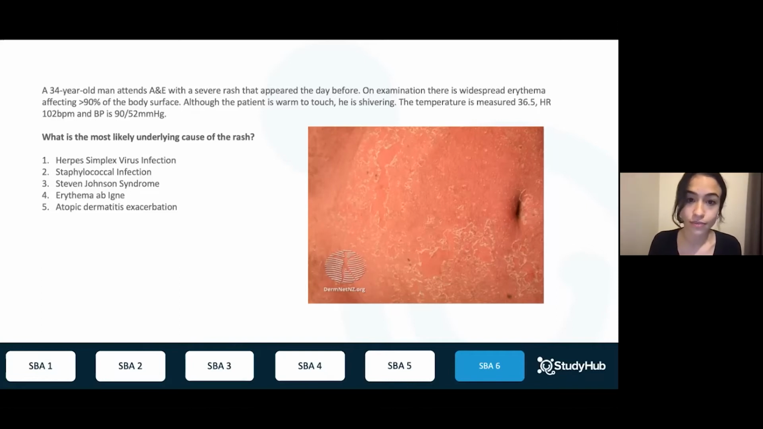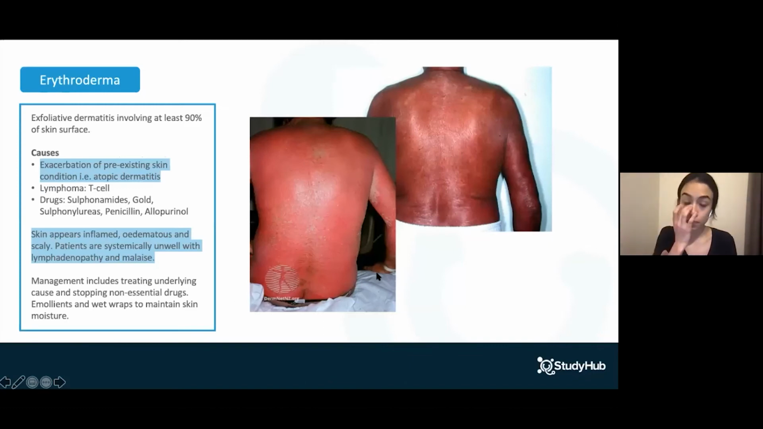Does anyone know? If no one said anything in the chat, it's called erythroderma, which we'll go through in a second. And it's an emergency condition. Because there's widespread erythema, these patients become dehydrated and they can go into heart failure. And the underlying cause of erythroderma most commonly is atopic dermatitis exacerbation, so eczema exacerbation. So as you can see, it is widespread, just redness and edema of the skin. And by definition, it has to be at least 90% of the body. The most common reason, as I've said already, is atopic dermatitis, just an exacerbation.